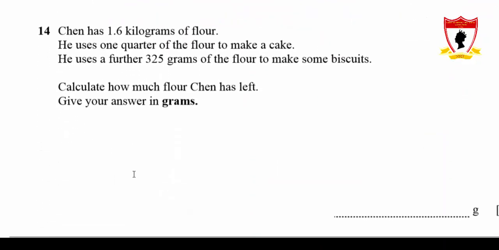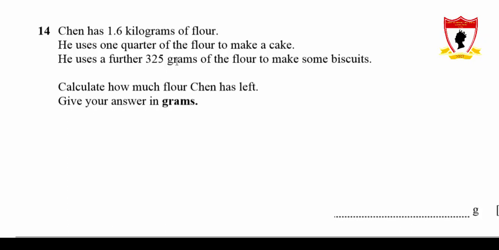Chen has 1.6 kilograms of flour. He uses 1/4 of the flour to make a cake. He uses a further 325 grams of the flour to make some biscuits. Calculate how much flour Chen has left. Give your answer in grams.